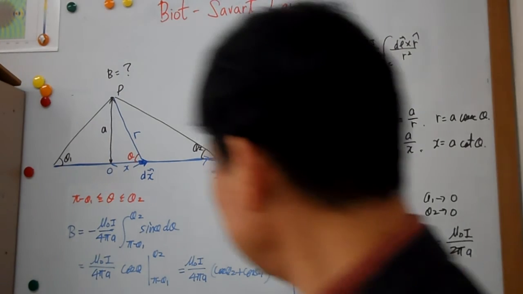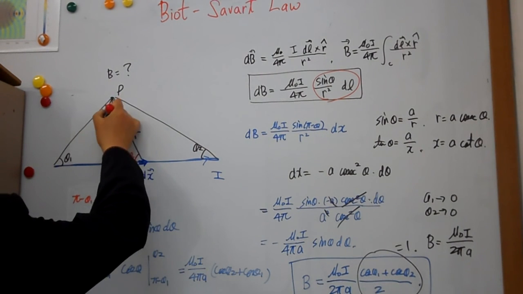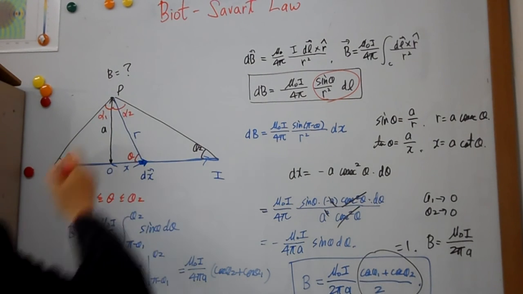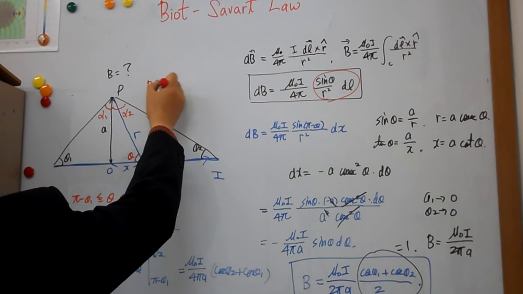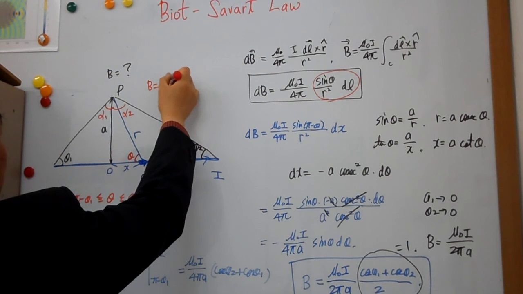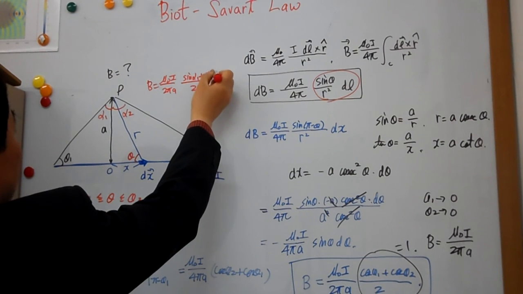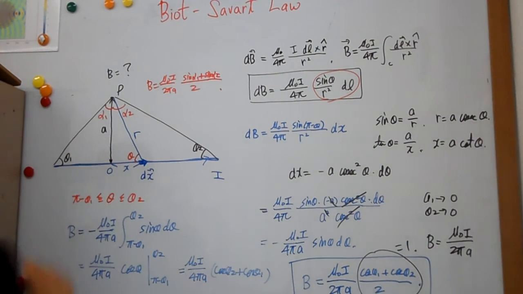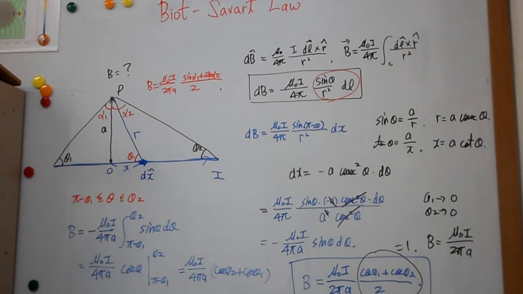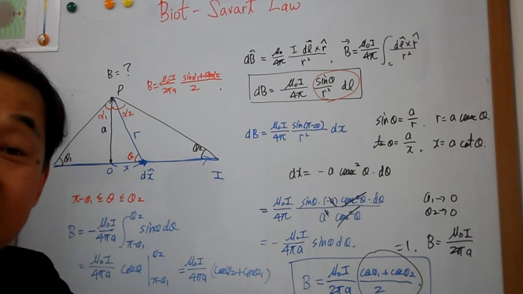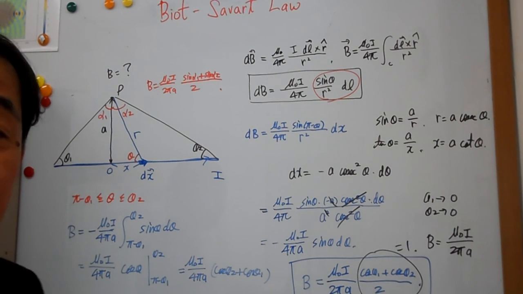Some books define the angle in this way. This angle is alpha 1 and this is alpha 2. The same problem. Then B equals mu 0 I over 2 pi A times sine alpha 1 plus sine alpha 2 over 2, just an arithmetic average. What do you think about that? It's compact and simple, and this formula is very useful for any arbitrary finite line element.